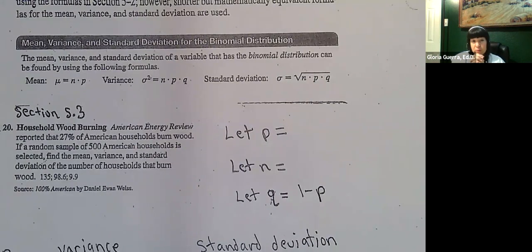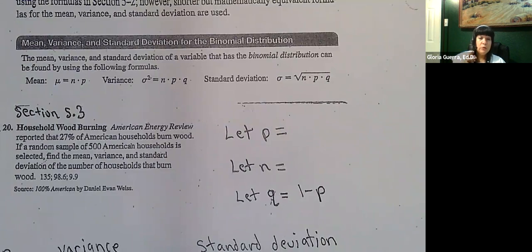But 27% of American households burn wood. If a random sample of 500 American households is selected, find the mean, the variance, and the standard deviation of the number of households that burn wood. Okay, so it would be like, do you burn wood? Yes or no, right?